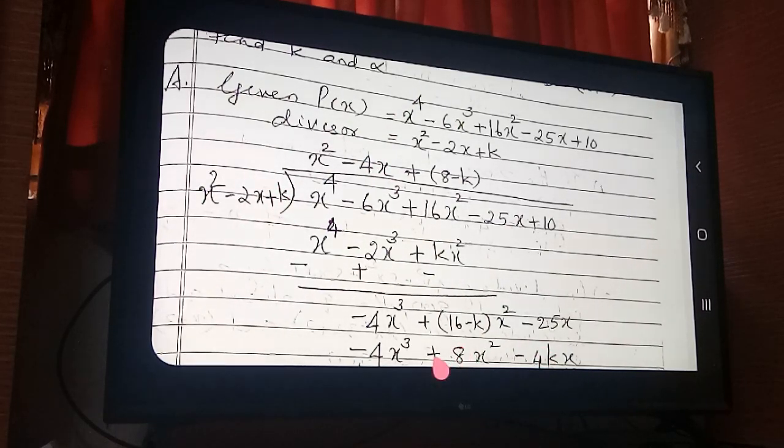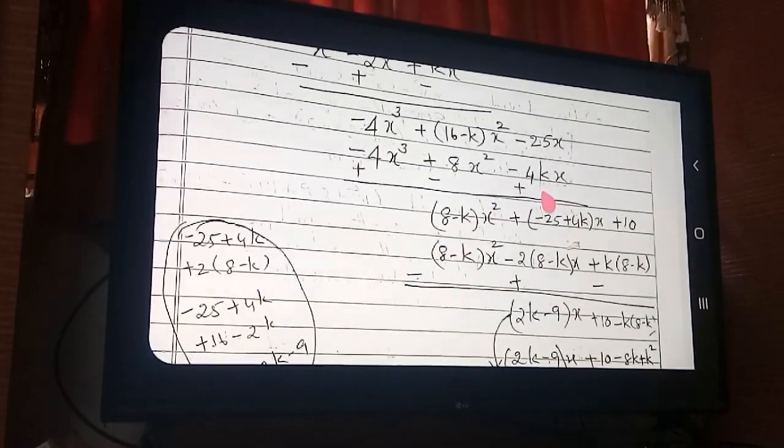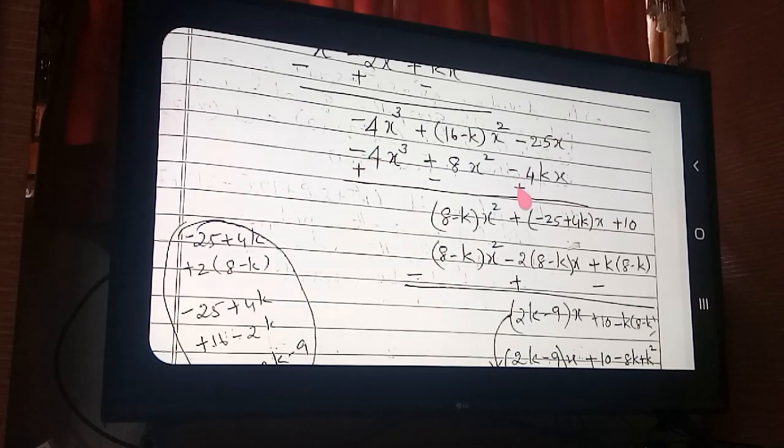Now we will change the sign. Here minus, so plus; here plus, so minus; here minus, so plus. Change the sign and add them. Now we are going to add. Minus 4x cube plus 4x cube, the term will cancel. Then 16 minus k minus 8, sorry, minus 8x square.